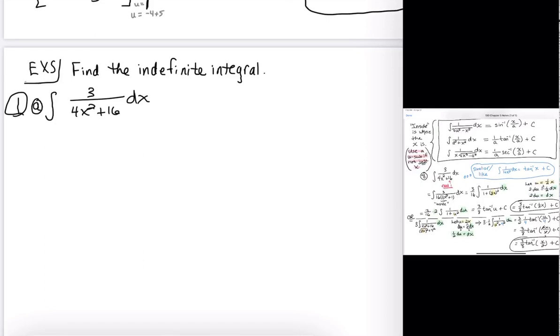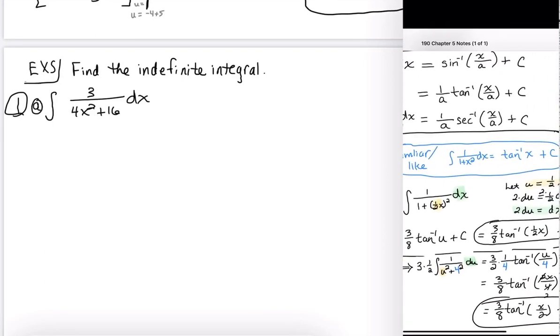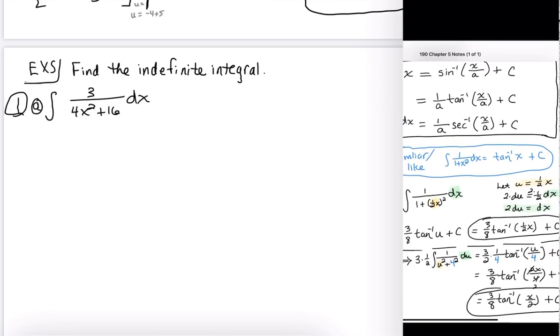We've done this 3 over 4x squared plus 16 before, and I have the picture off to the right. And we did it 2 different ways initially. And I'm going to show you what really would be my favorite way to do this one. So the first way, if you only rely on knowledge of this fact, the integral of 1 over 1 plus x squared is tan inverse of x. I have some instructors that never really show those little formulas we have up above, and some books don't highlight those as well.